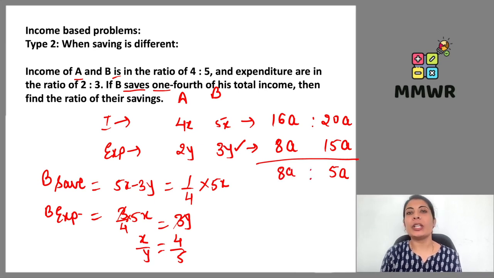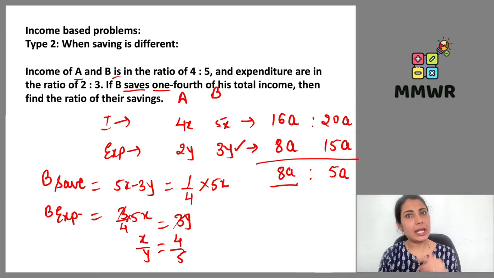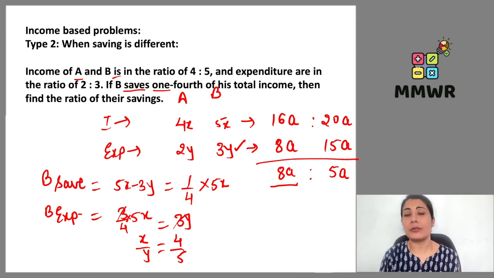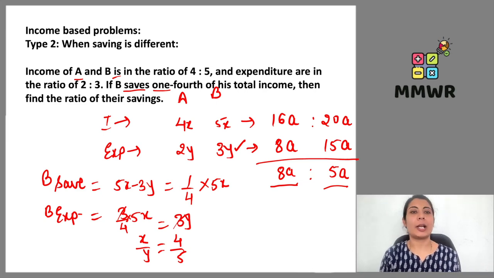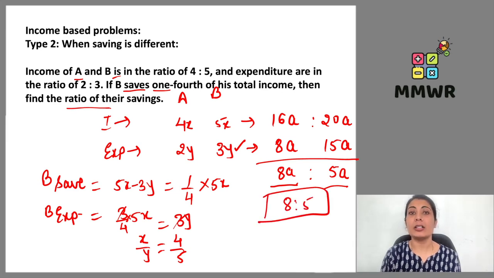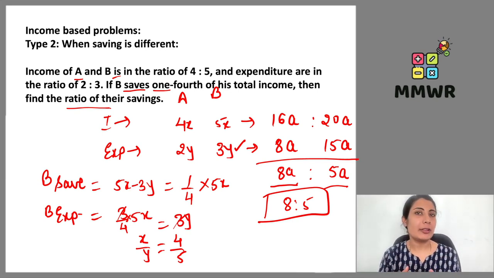So A is going to save half of his salary. Out of 16a, he is spending 8a and the rest of the money has been saved by A. But B has saved 5a, which is 1/4 of his income. So we have to find the ratio of their saving. So 8:5 is going to be the answer for this particular problem. So this is so easy. You only have to read the question very carefully and start writing it step by step.